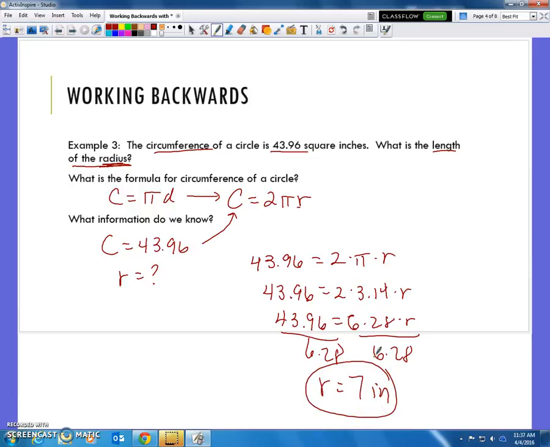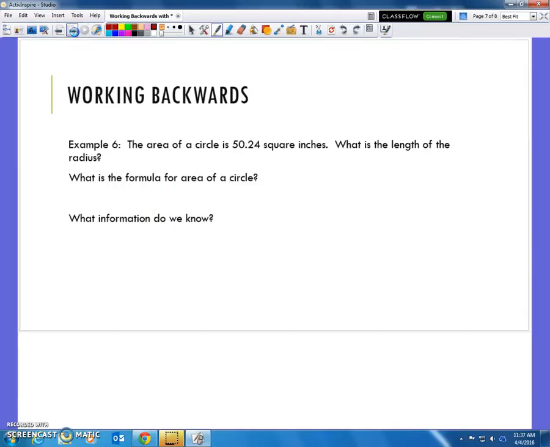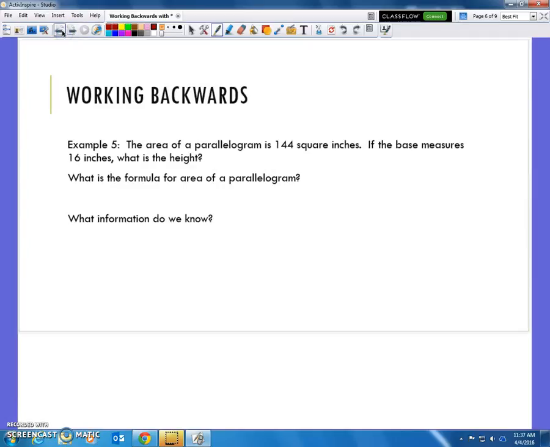All right, so today what we're doing is we're working backwards to solve for a length, a radius, a base, or a height, just depending on the problem. And you know what, let's finish up the rest in class. That's all for today.